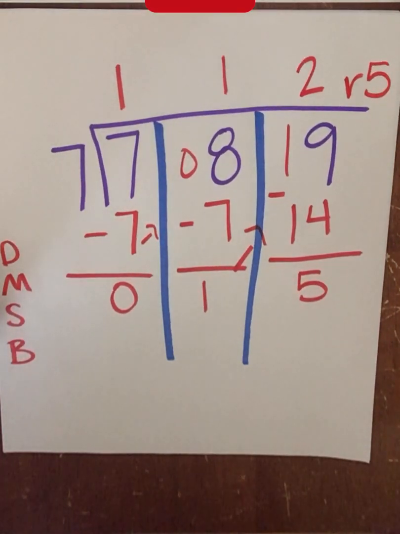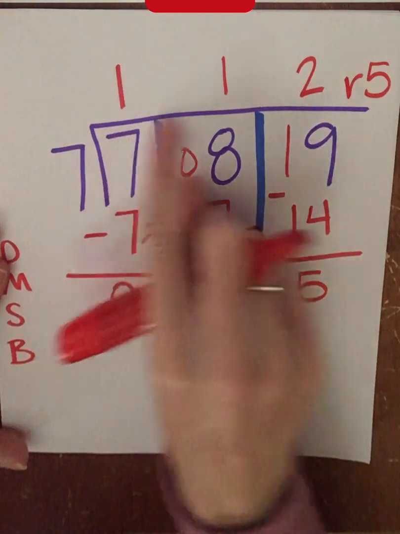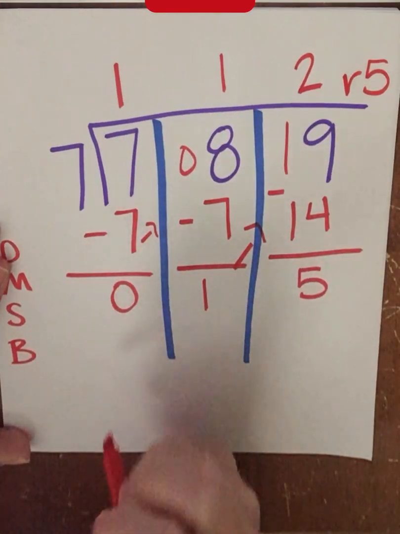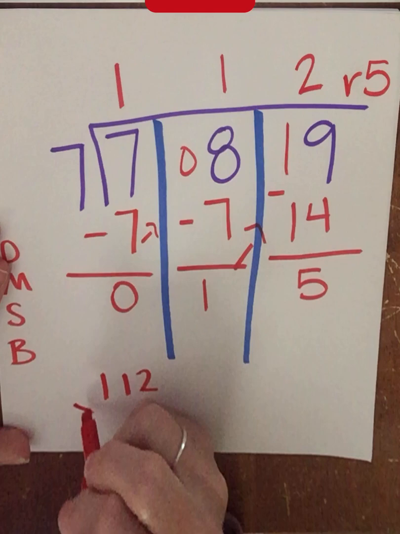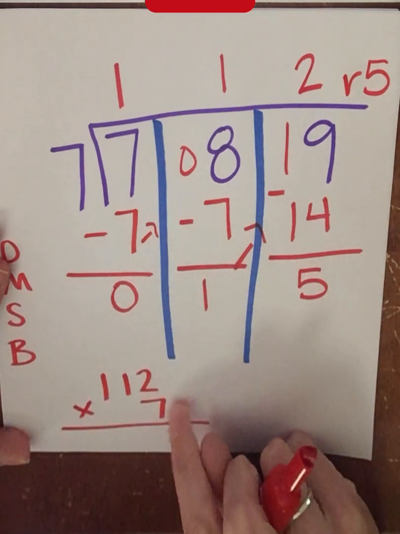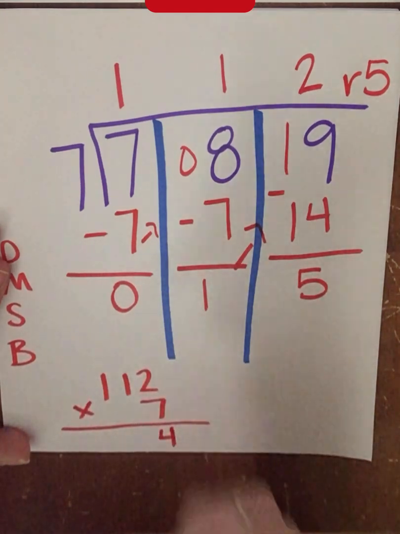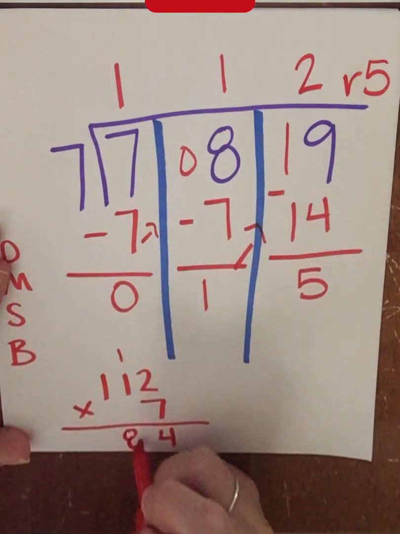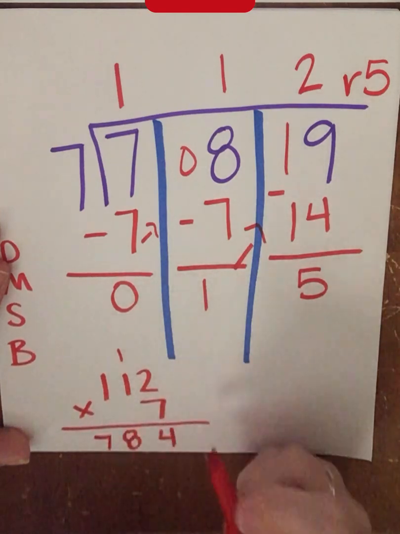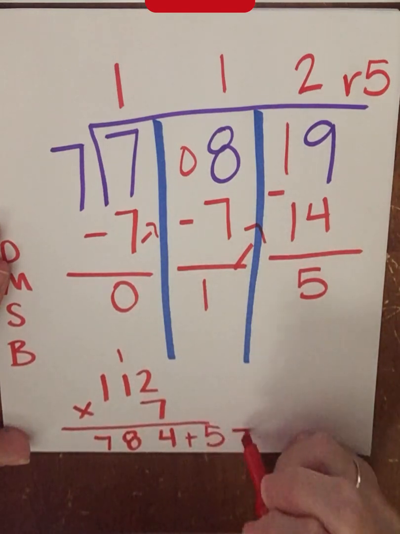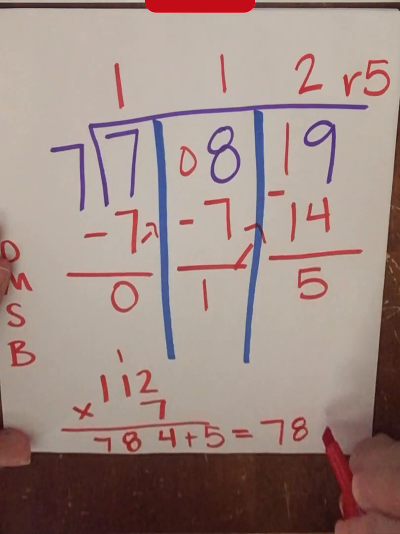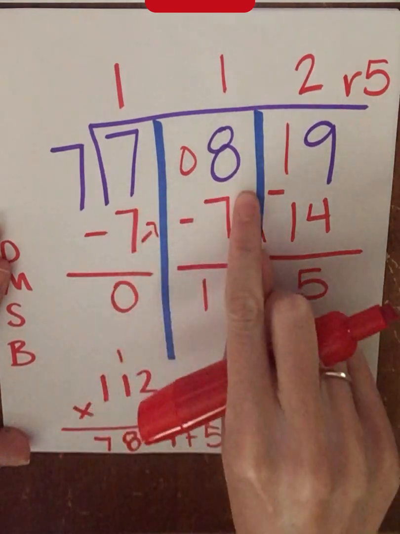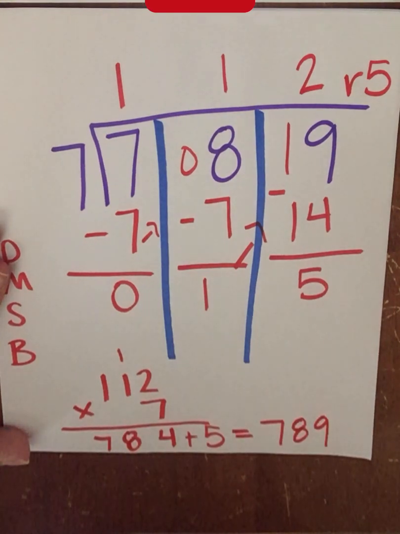Now, if I wanted to check to see if my math has been done correctly, I'm going to use the inverse operation, which is multiplication. So I'm going to start with the quotient here without the remainder, and I'm going to do 112 times 7. 7 times 2 is 14. I need to bring over a 1. 7 times 1 is 7 plus 1 more is 8. And then 7 times 1 is 7. And then I need to add my remainder of 5, which gives me 789. And 789 was the number that I started with, so I know that I've done my math correctly.